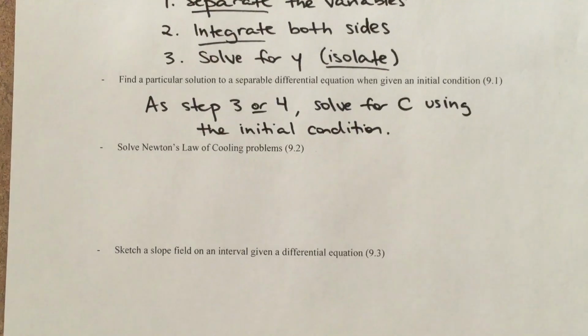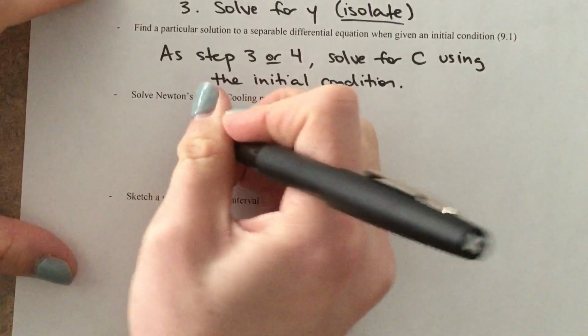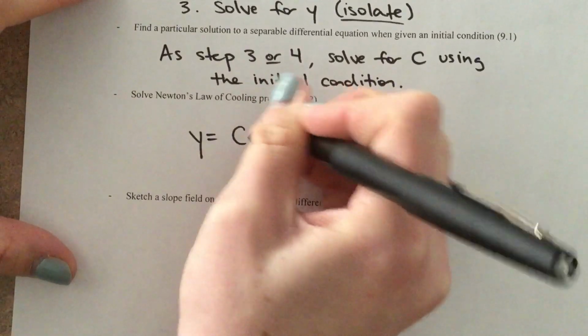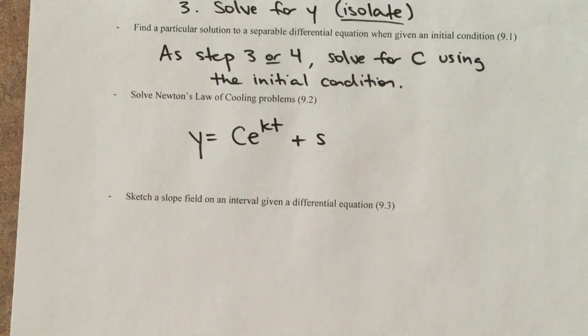Okay, Newton's law of cooling. That was the murder mystery day that we did. So this is a very, very similar equation to this, except this time we've got y equals Ce to the kt, and then remember we end up with this plus S on the right-hand side. So I will label and identify all of those pieces here too.